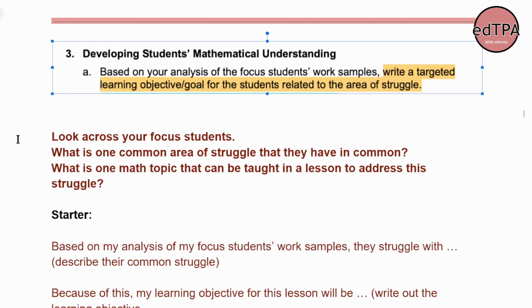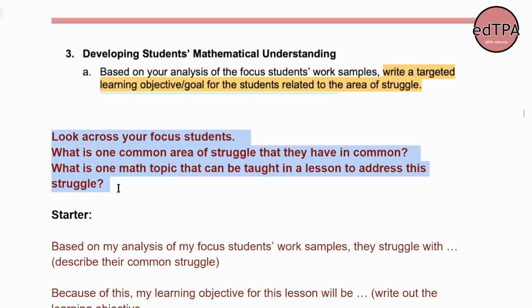Let's go to 3. Developing students' mathematical understanding. Based on your analysis of the focus students' work samples, write a targeted learning objective goal for the students related to the area of struggle. So you've looked at your focus students' work. They will have things that they need to get better at. There was something they didn't quite do right in the first initial task. Now you have to set out a learning goal based on that need. So, as I say, look across your focus students. What is one common area of struggle that they have in common? What is one math topic that can be taught in a lesson to address this struggle?